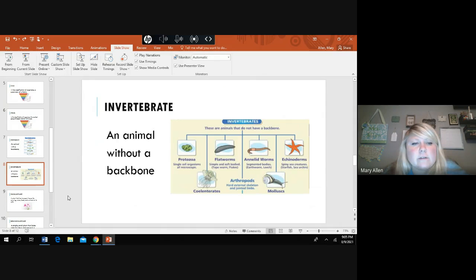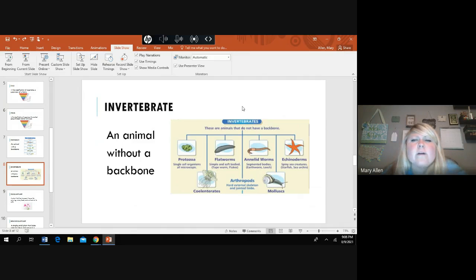Okay, invertebrates are the opposite. They are animals without a backbone. So here are some examples of those. This is not a complete list, but these animals, again, do not have a backbone. They're called invertebrates. So protozoa, that word, flatworms, arthropods, various worms, mollusks, echinoderms.